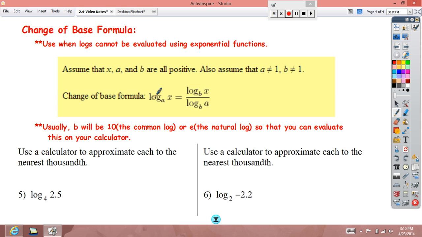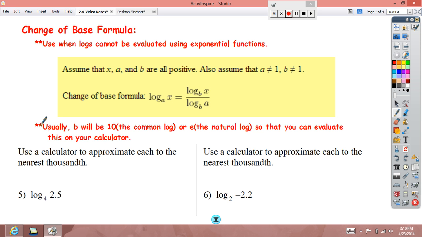The formula says if I have log base A of X, okay, so A is the base, X is the number, and the same level as log, that I can evaluate that with my calculator by doing log base B of X divided by log base B of A. So here, you'll notice, the B's are the same. B's were not in here. So the B, you can put anything in here, but it can't be 1, okay? And it can't be negative because they have to be positive.